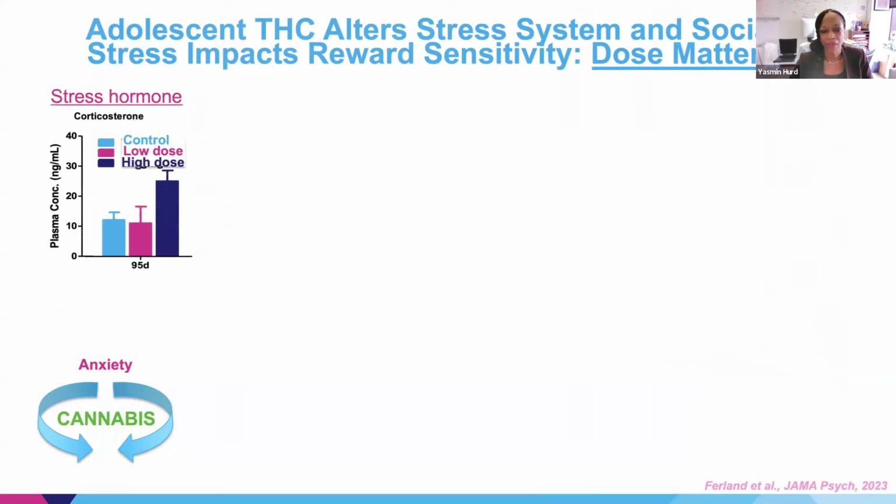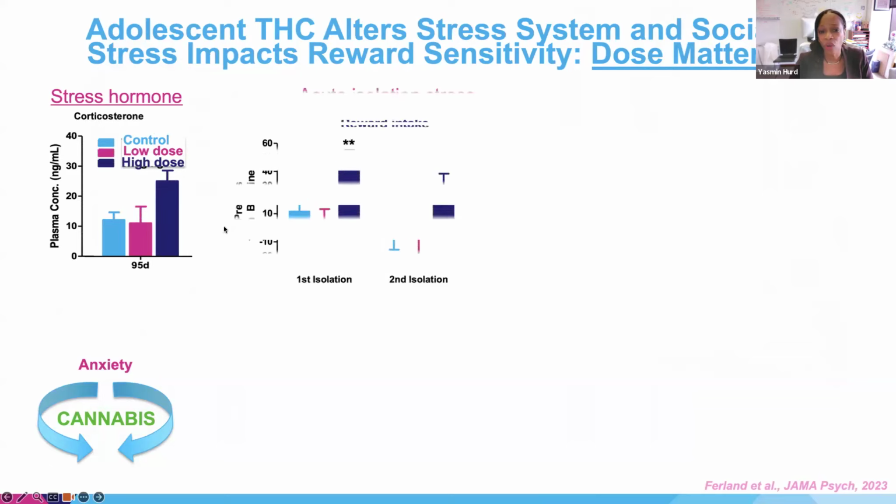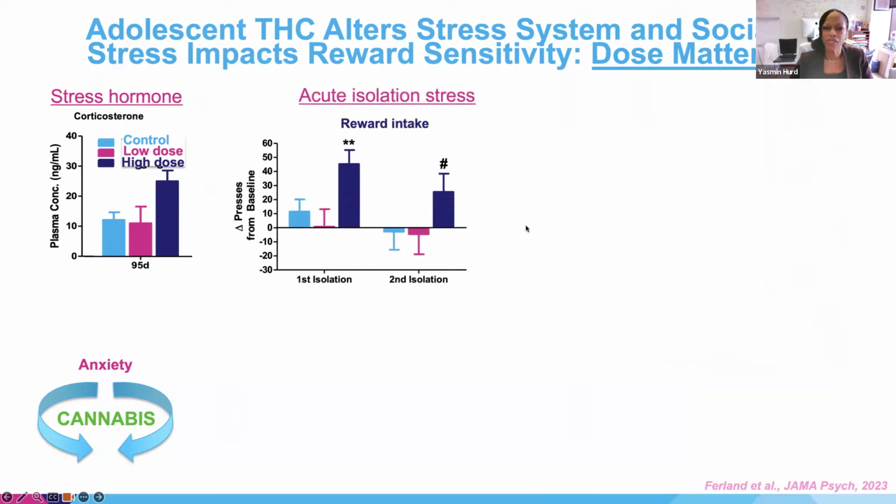Again, we can use animal models to look at whether dose matters. And we can see that adults with adolescent exposure to high dose THC during adolescence still show high levels of the stress hormones as adults. They also are much more sensitive to even acute stress and self-administering rewarding products. Here is a test for reward, but only in those that have had high dose, not low dose, THC exposure during adolescence.